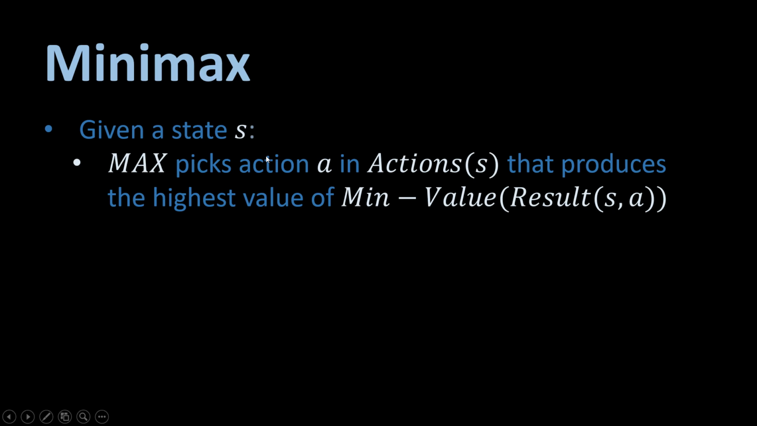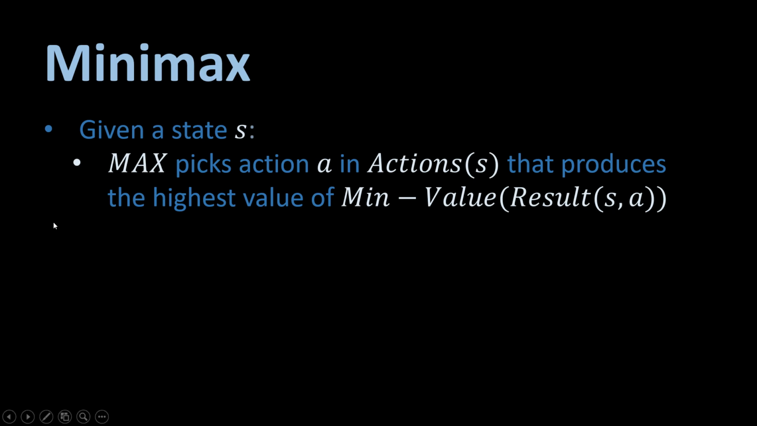Now let's categorize minimax a little bit more, as we didn't do last time. In minimax, given a state, if I'm the max agent, I will pick an action in the actions function, meaning I will pick an action that produces the highest value of the min value result from state and action.